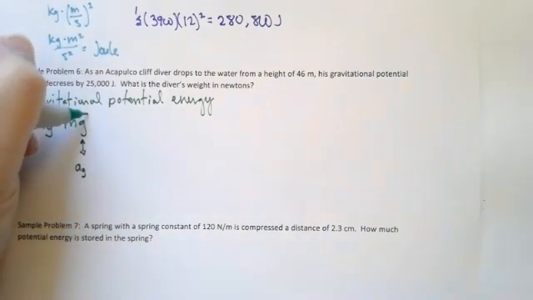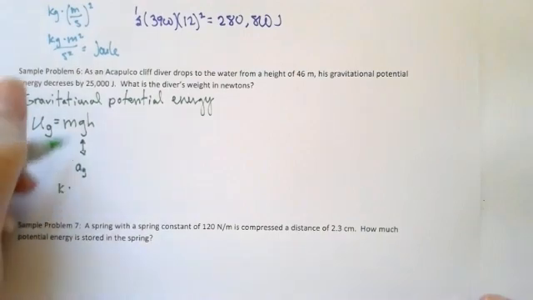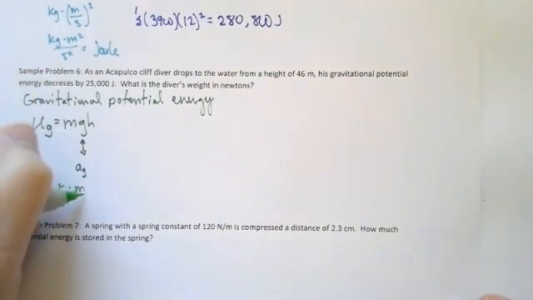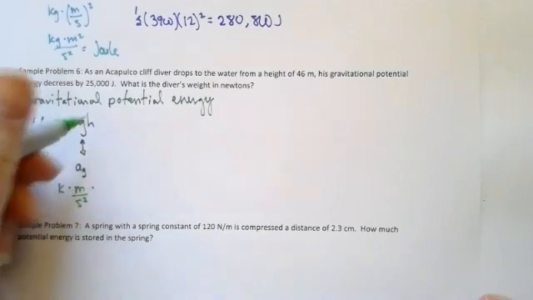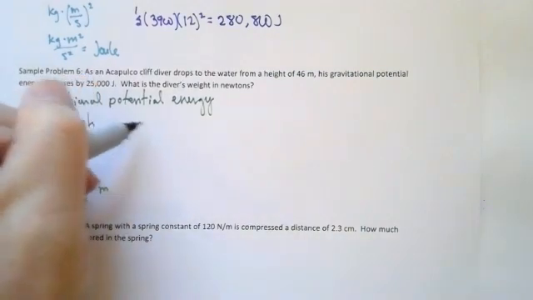When I look at my units here, I have kilograms times acceleration due to gravity in meters per second squared. Height is going to be in meters. So you can see I'm still at that kilogram meters squared over second squared. So my units are consistent. My units are going to be joules. So what we want to talk about here is the height. So I've got this cliff diver.